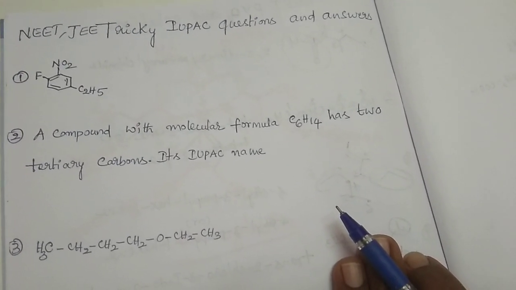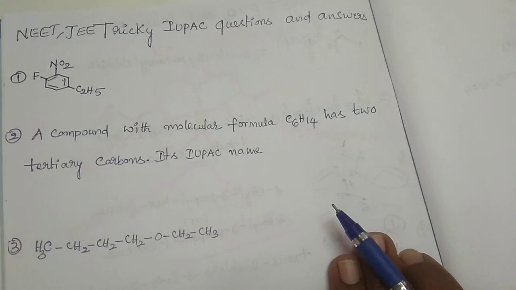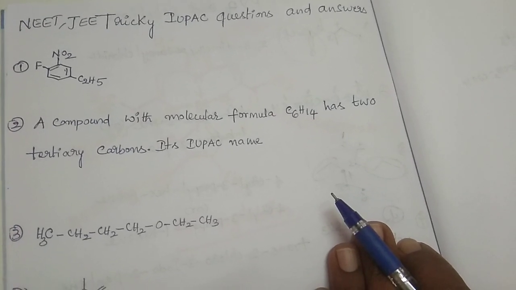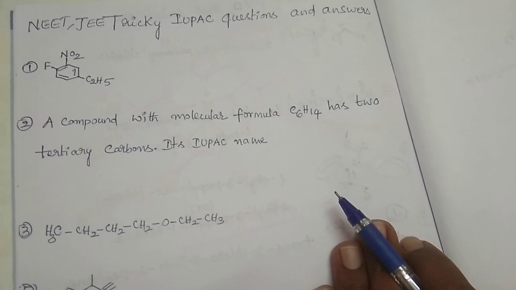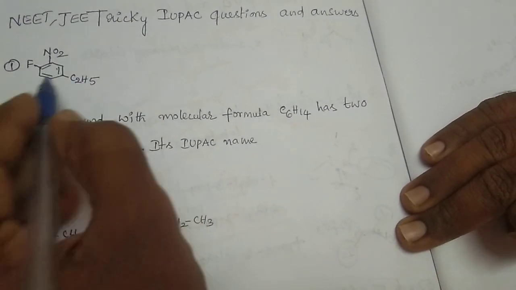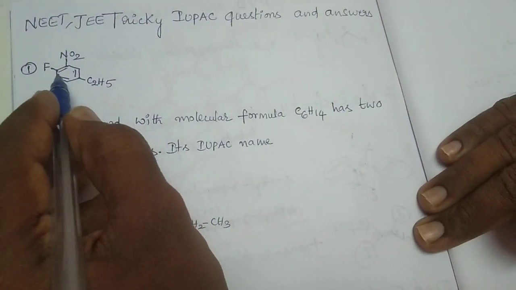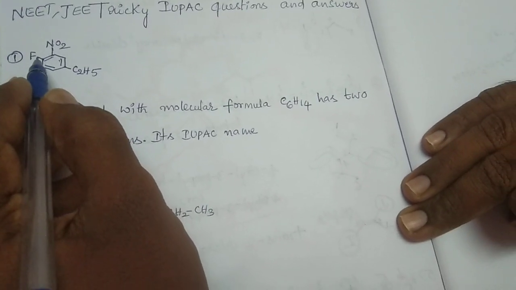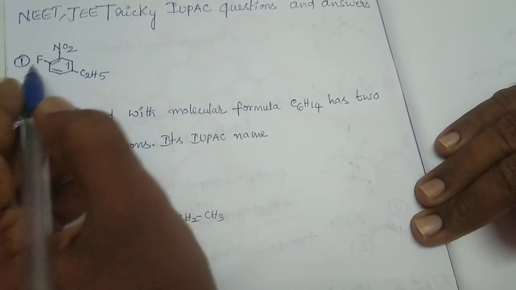Today I want to discuss some tricky questions in IUPAC nomenclature which were already asked in previous NEET or JEE examinations. So the first question is that you can see this is the structure and you have to find out the name of this structure.